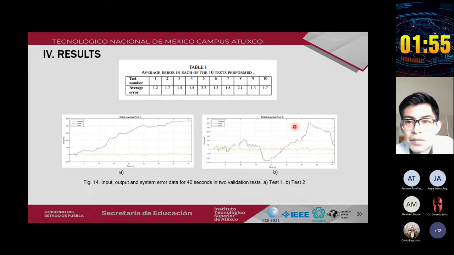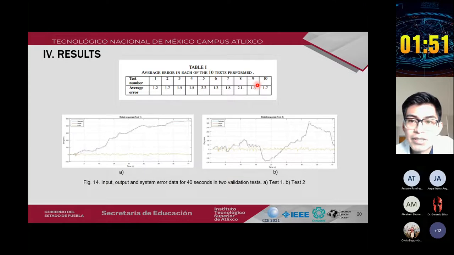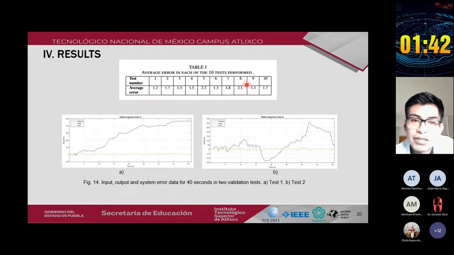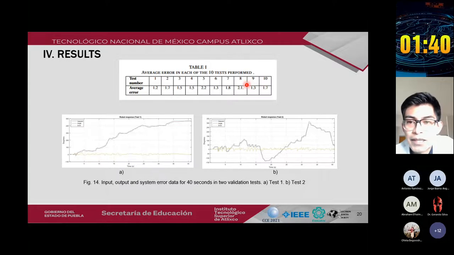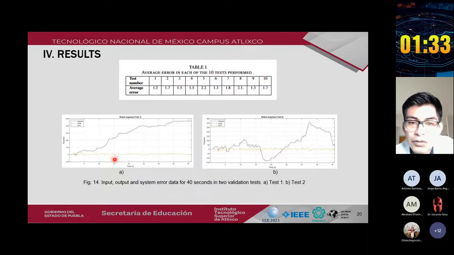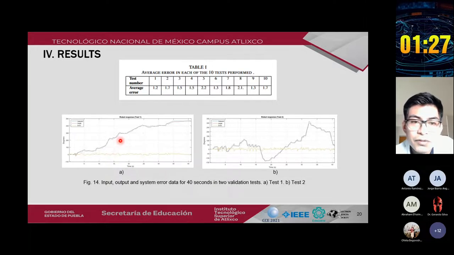Table 1 presents the average error calculated in 10 performance tests. The mean of the error is 1.63 degrees, and the standard deviation of the error is 0.33. These quantities demonstrate the correct performance of the PID controller. Figure 14 presents the display of the input, output, and error data during 40 seconds of a validation test.